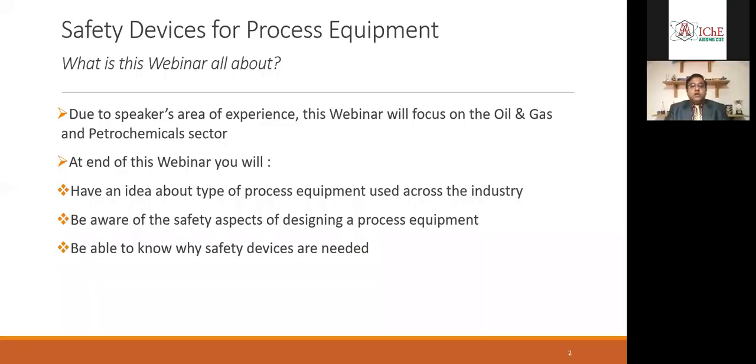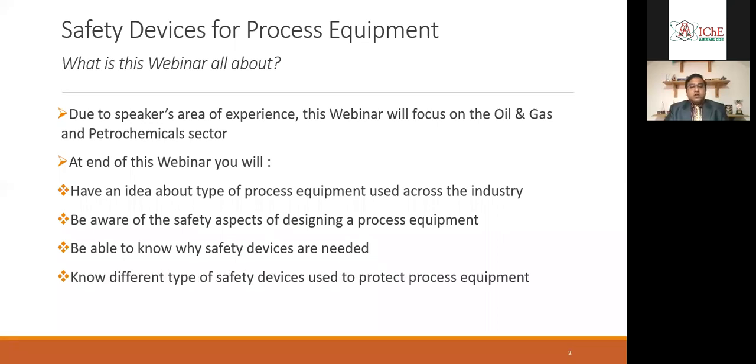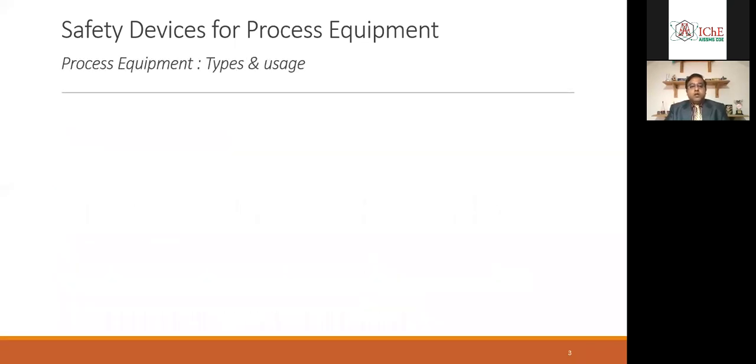Why safety devices are needed in the first place, know the different types of safety devices that are used to protect the process equipment, and have an idea how the various safety devices are sized, because proper sizing is extremely important when you are installing a safety device. So, types and usages of process equipment.